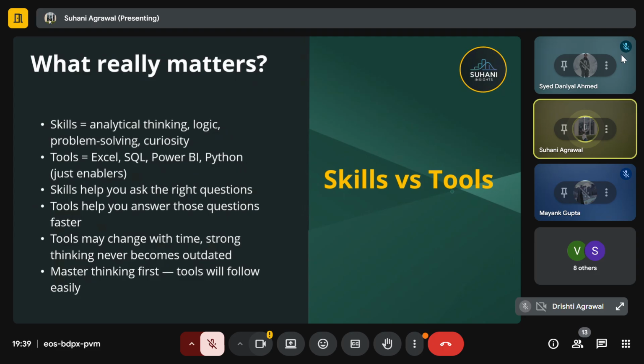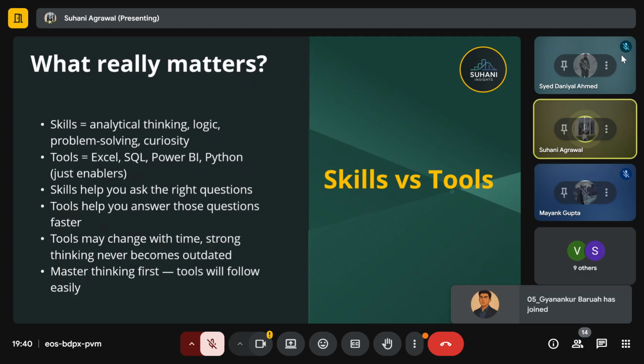According to my experience, tools will change according to the market. As the market grows, tools will grow. First there were two, now there are three, then there will be more tools. They are just enablers, helper hands which help you solve the data or answer the questions faster. But what makes you solve them is skills.